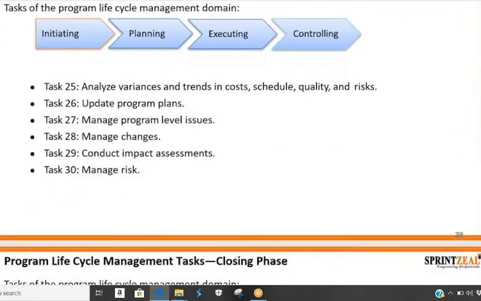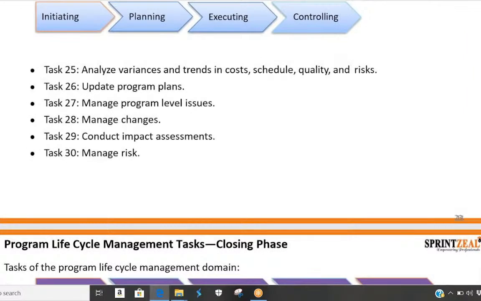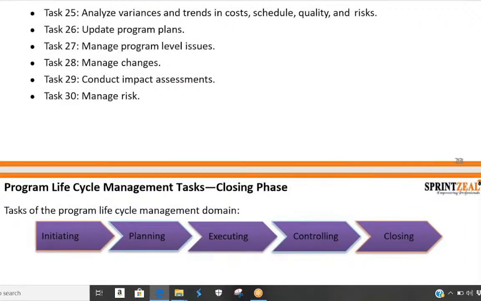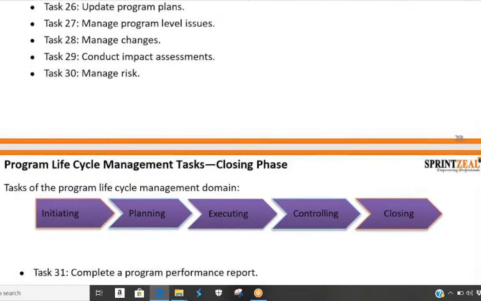And in controlling, basically, you remember the same thing you were doing in your PMP. You have to control, analyze variance and trends in cost, schedule, quality, risks. So you are basically controlling the performance of your program, update program plans, manage program level issues. So you can see here pretty much the same thing, but at a higher level. Manage changes, conduct impact assessment. Very important to manage the risks. All these things you will be doing here in controlling.